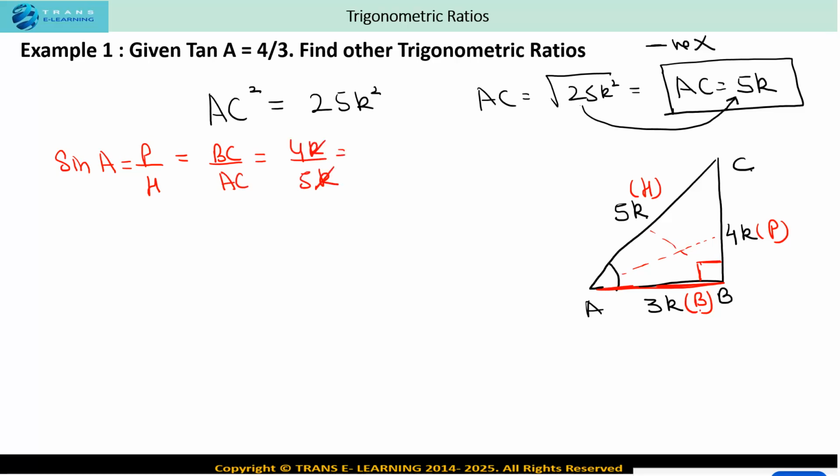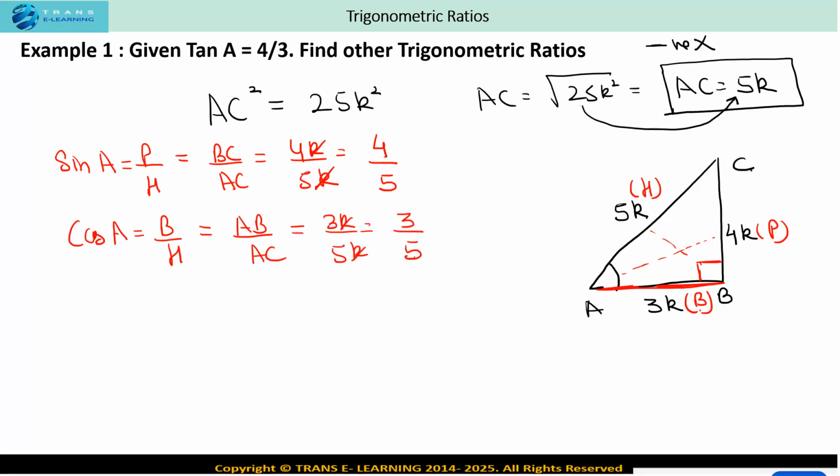This is going to get cancelled. So your final answer will be 4 is to 5. It will be in the ratio. Again, we don't know about this K. In this case, the K got cancelled. So again, we got the answer in the ratio because we are finding the trigonometric ratios, not the actual values. So here, cos A will be base upon hypotenuse, that is equals to AB upon AC, that is 3K upon 5K. So my answer will be 3 upon 5.